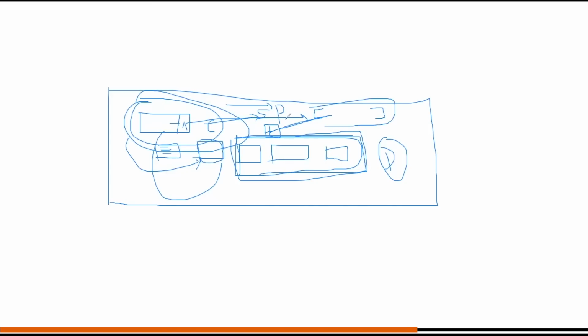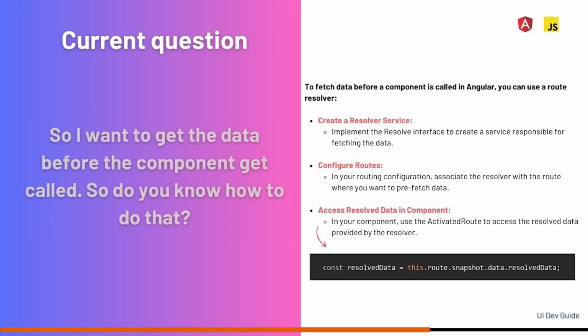So this is the smart component, and this below one is a dumb component. So this is the case. Read about those as well.